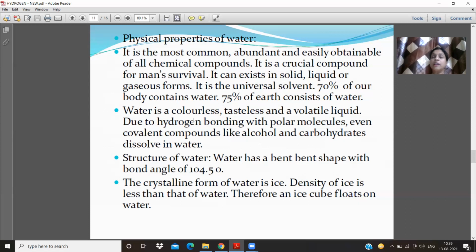ठीक है, water का structure bend shape है with bond angle of 104.5 degree, और जो crystalline form of water होती है वो क्या होती है, ice होती है. Solid state obviously ice है तो उसी का एक perfect crystalline structure, means the structure in which a small portion repeats itself again and again and which is having a regular pattern. ठीक है, तो जिसका एक रेगुलर पैटर्न हो.